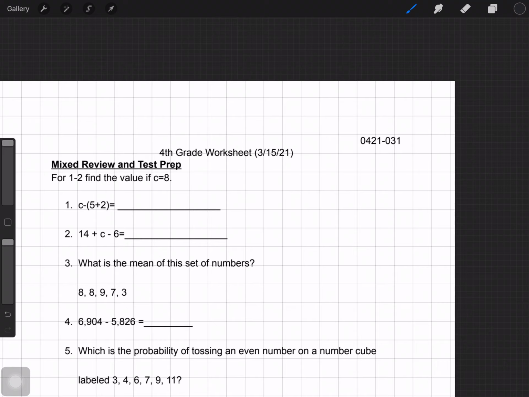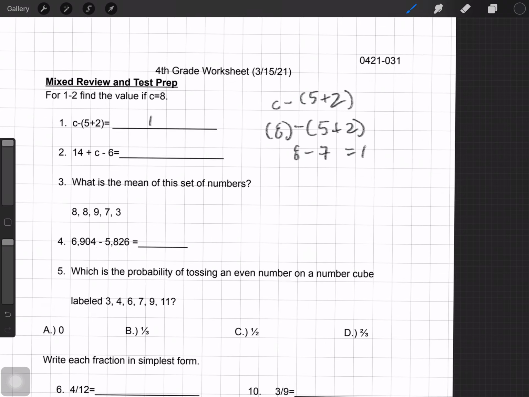So we're given c minus 5 plus 2. And if c is equal to 8, then we just substitute c for 8. Everything else stays the same. According to PEMDAS, we do all the questions in the parentheses first, so it'd become 8 minus 7, which we know is equal to 1. So the value is 1.